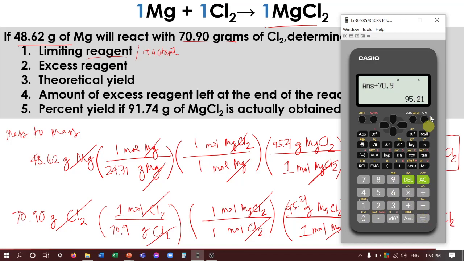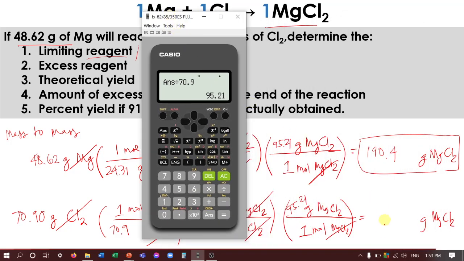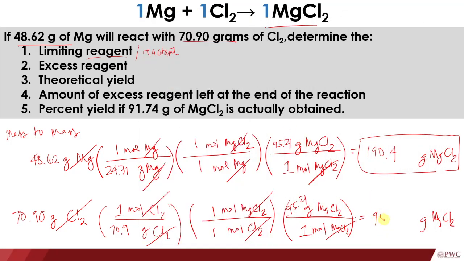70.9, the answer is 95.21. So the answer is 95.21 grams of MgCl2. Again, we have two ingredients. So here the Mg can produce 190.4 grams of MgCl2, but the Cl2 can only produce 95.21 grams of MgCl2. Therefore, this one is the limiting reactant.